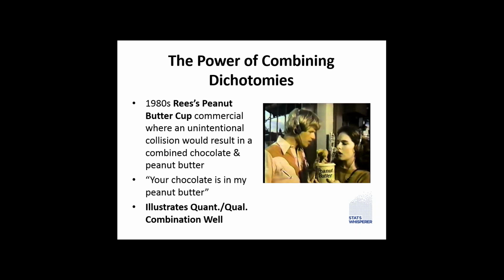In the 1980s, there was a Reese's Peanut Butter Cup commercial where there was an unintentional collision. One person's holding chocolate, the other's holding peanut butter, and when they collide, the two are mixed. And the tagline is, your chocolate's in my peanut butter, your peanut butter's in my chocolate. Now, this commercial actually illustrates some of the issues with combining qualitative and quantitative research very well.